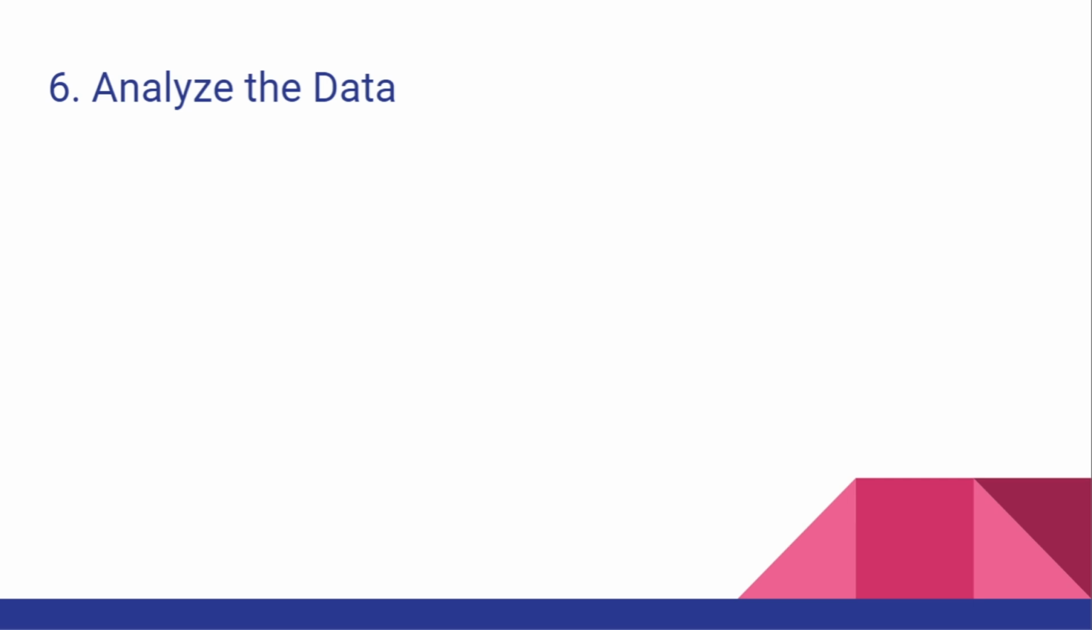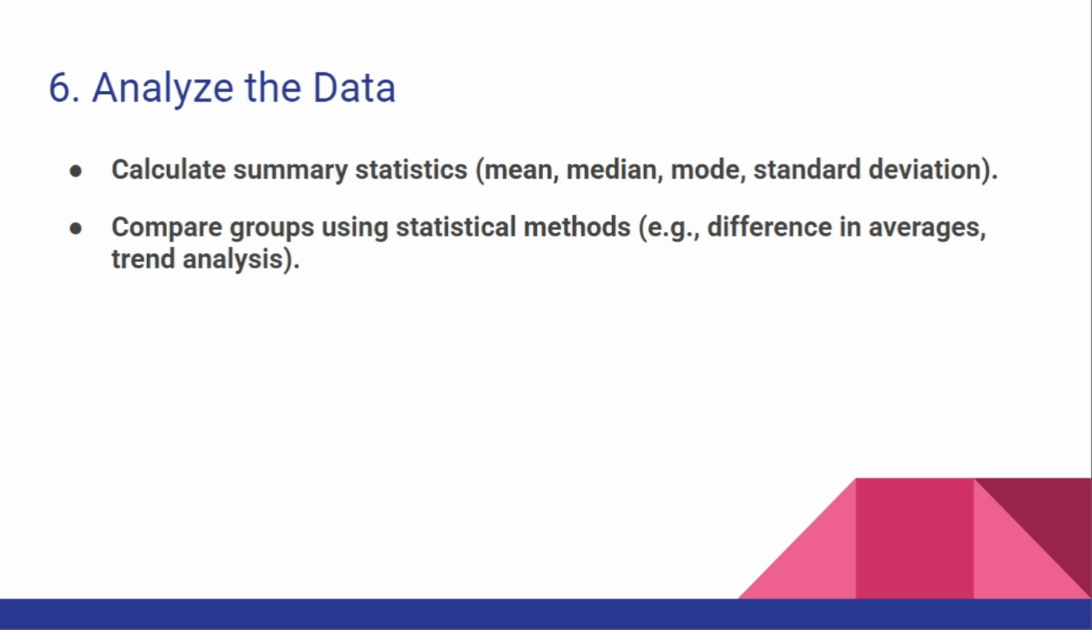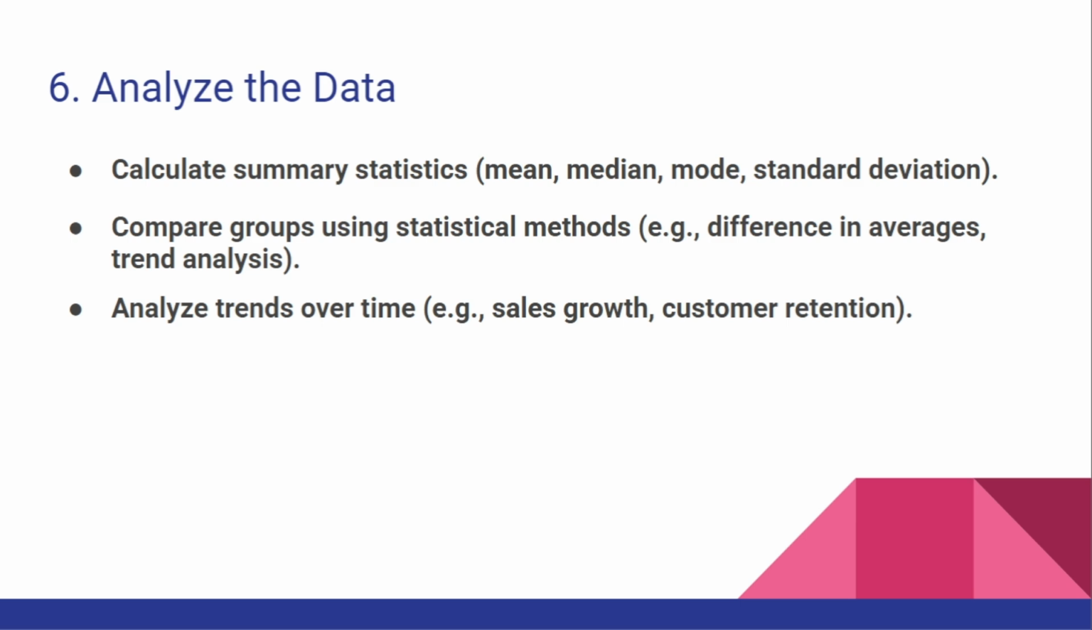Now the sixth part is to analyze your data. In this case, you calculate summary statistics. This is where you start answering your questions, like how much is the average salary of a data analyst and stuff like that. This is where you analyze your data to get insights that you can give out as a report or in your dashboard. You compare groups using statistical methods, difference in average and trend analysis. Then you can analyze trends over time. This is where you are answering the questions that your stakeholders ask you to answer.